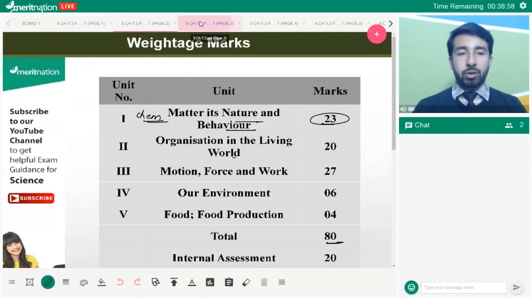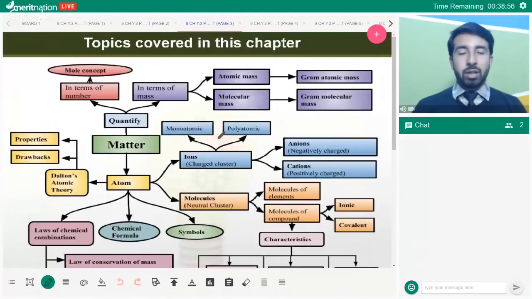Now, moving on to the chapter, in this chapter we'll be discussing what matter is basically composed of. In the previous sessions we have studied matter in our surroundings: what is matter, what are the characteristics of matter, what are the different states of matter: solids, liquids, gases, plasma, Bose-Einstein condensate, and how these states are interconvertible. Also, we have studied the various processes like evaporation, condensation, melting, freezing, sublimation, and the cooling effect of evaporation.